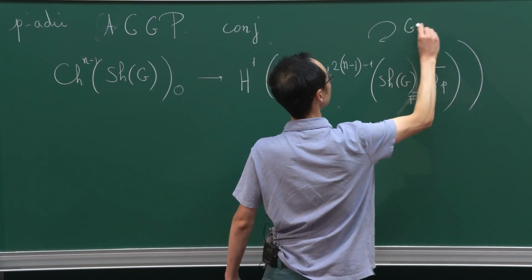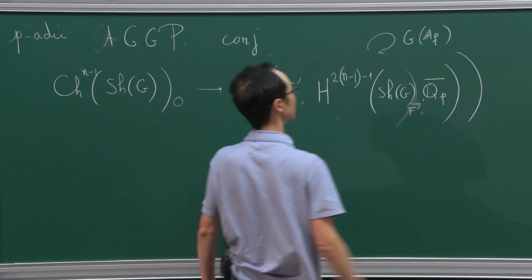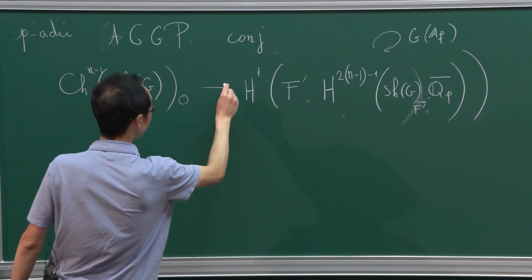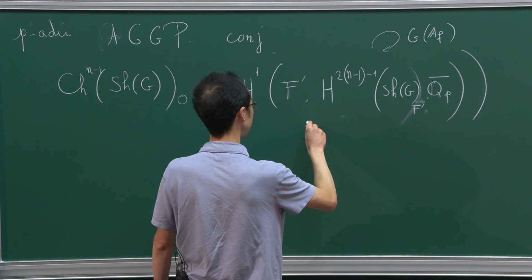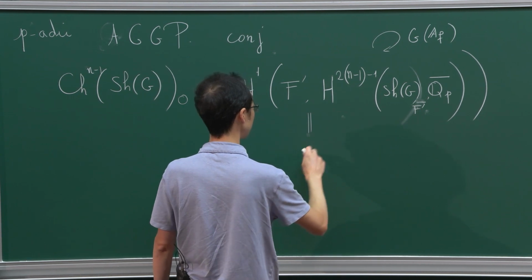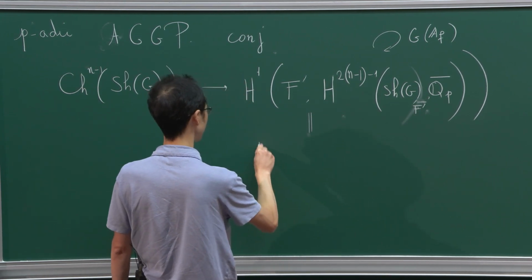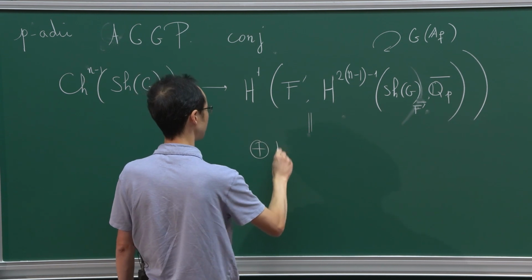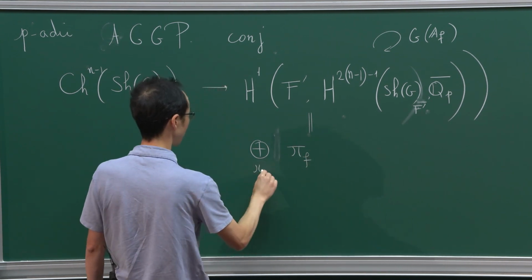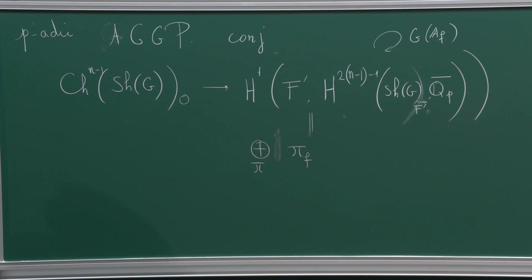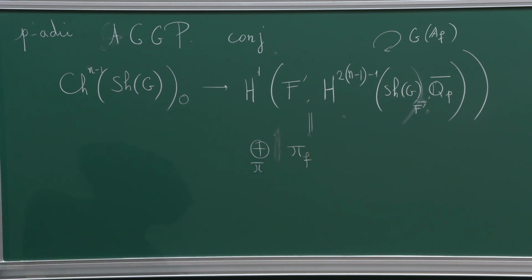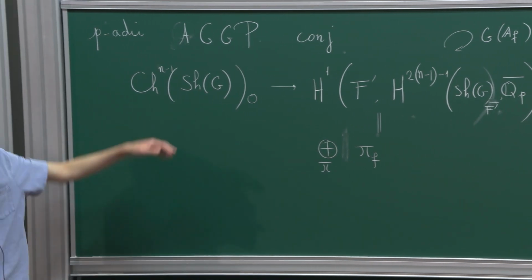So this has an action by the finite ideles of G. So I can decompose the cohomology. Let's assume we understand the decomposition of the cohomology into representations of G(A_F). So this will become H^1, sum over pi of finite ideles, where pi is cohomological, cohomological with respect to the trivial coefficient, because we're looking at the representations showing up in the cohomology of the Shimura variety.